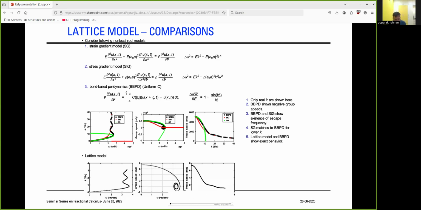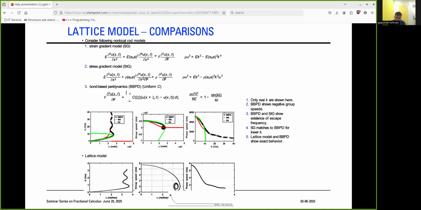If you look at it, the wave number difference is completely different. One thing is very clear: the whole idea of showing this is where the unphysical phenomenon is coming from. So we are using only the real part, that is the propagating part. And if you look at it, the black one is the peridynamics model, and the peridynamics model shows the effect of negative speeds. What does negative speed mean?